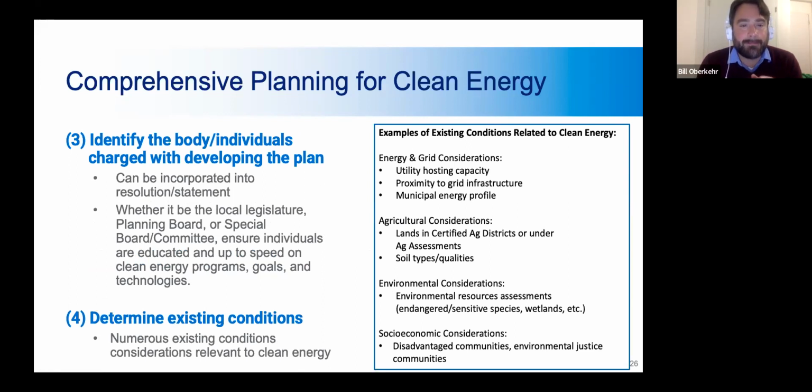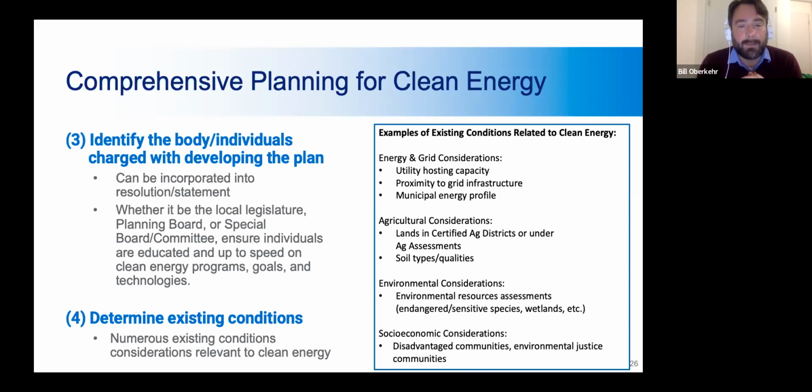Step three, we want to identify the body or individuals charged with developing the plan. So who's going to do this? That can also be incorporated into the resolution statement if you've kind of thought that far, or if there's a natural fit for who the people are. But this could be the local legislature, the planning board, a special board, a committee, like a task force or some clean energy plan task force.